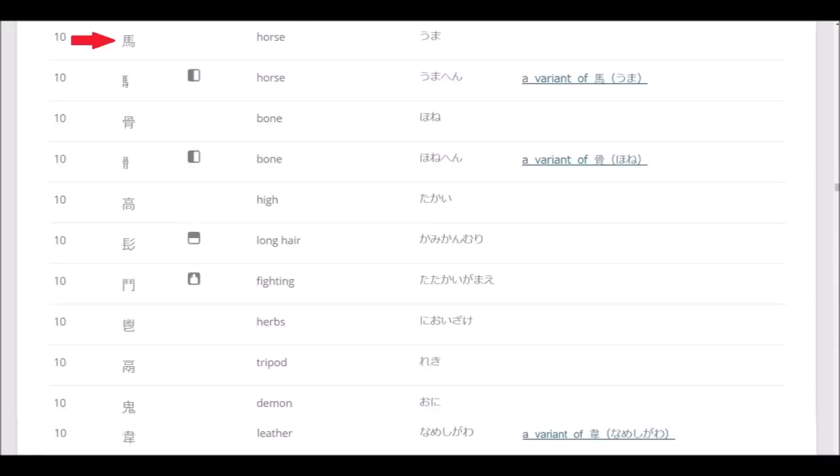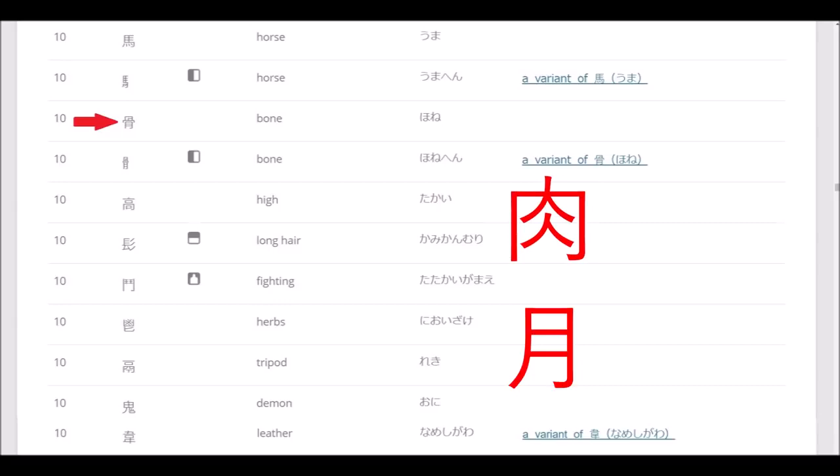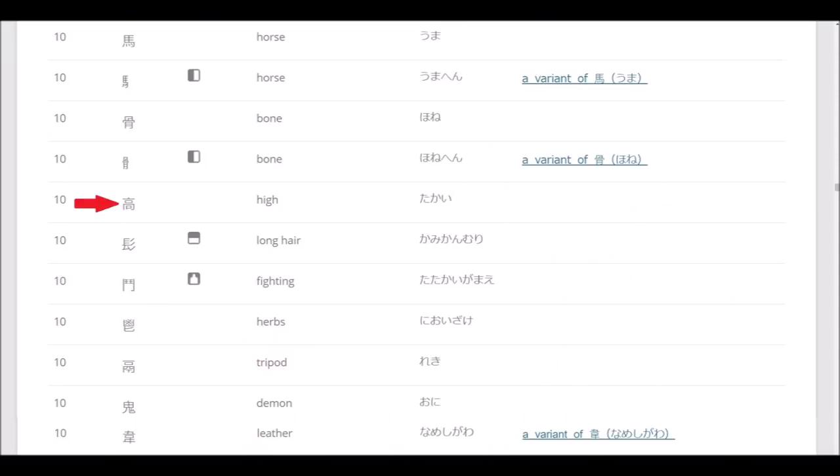Now on to 10 brushstrokes. Uma, horse, and then uma hen when it's a radical to the left side of the kanji. Hone, so I brought this one up earlier when I was trying to explain the niku variant, the one that looks like moon but isn't really moon. As you can see, the bottom of this kanji is that radical, and yet hone itself is also a radical, a double radical.